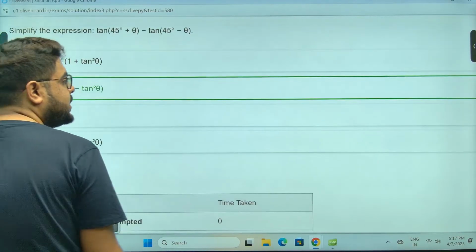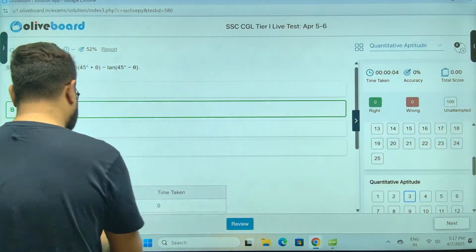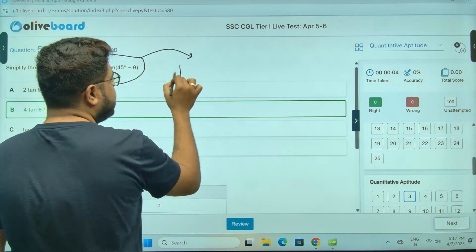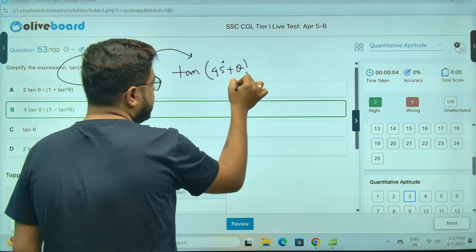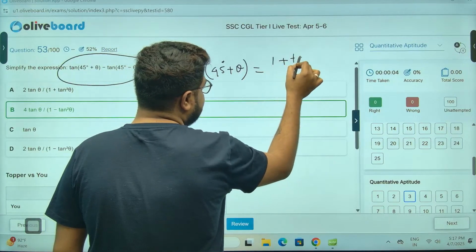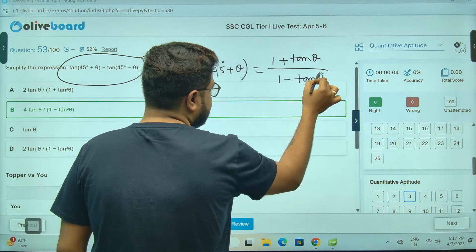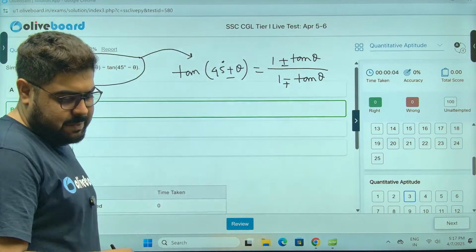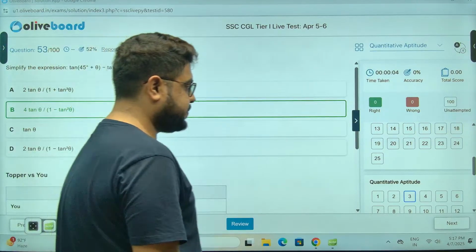This one is done, sir. Again, I'm saying to all of you, if you don't know this logic, make a note of this. It can be written as 1 plus tan theta by 1 minus tan theta. And if this is minus, then this is minus, this is plus. Please make a note of this. This will be useful.